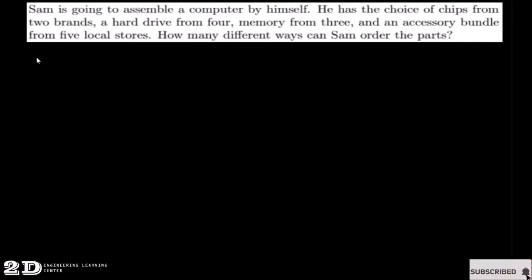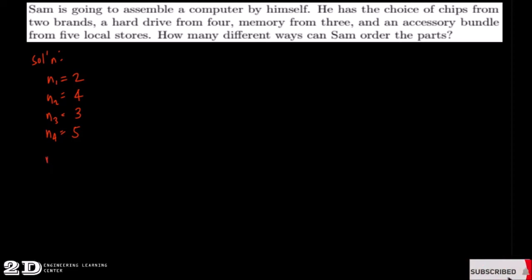Okay, so we have here our solution. For the chips, that is our n sub 1, so that will be 2, since we have 2 brands only. Then for the hard drive, that will be n sub 2, so he has only 4 choices, 4 brands. Then for the memory, n sub 3, he has only 3 choices, 3 brands. And for the accessory bundles from 5 local stores, it will be n sub 4, that will be 5.